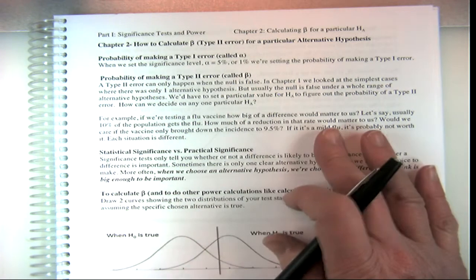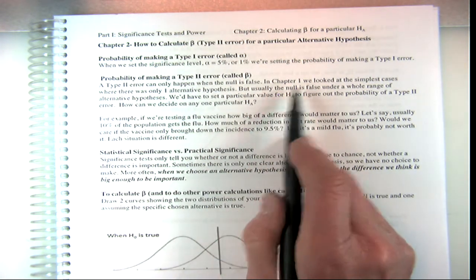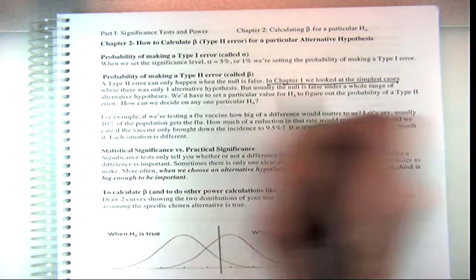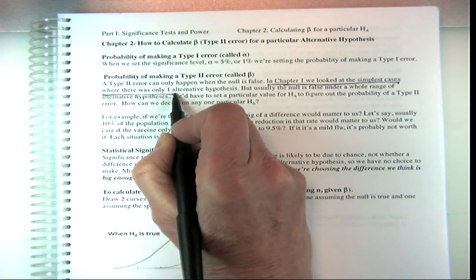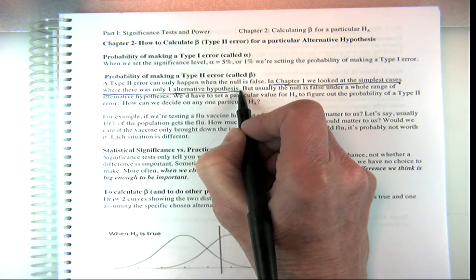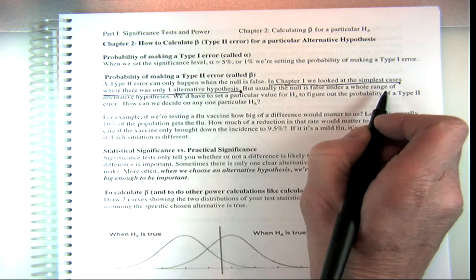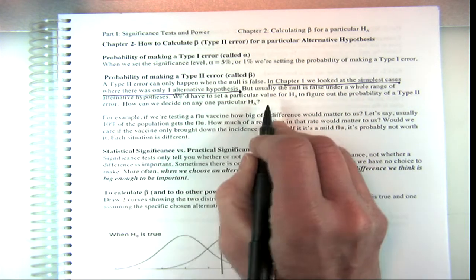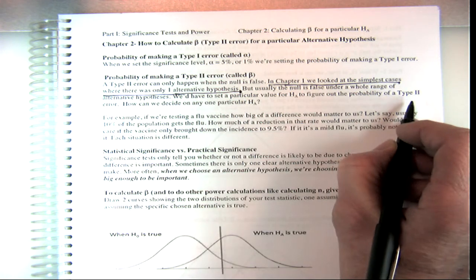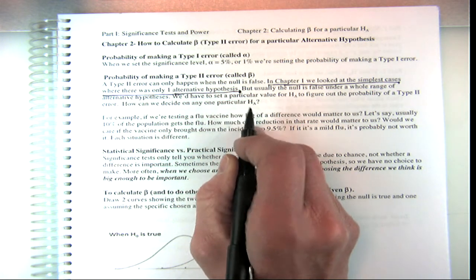All right, so what are we doing here? In chapter 1, we looked at the simplest cases where there was only one alternative hypothesis, right? The person is guilty. There is a fire. The person has cancer, etc. There's only one alternative hypothesis. But usually the null is false under a whole range of alternative hypotheses, and we have to set a particular value for the alternative hypothesis to figure out the probability of a type 2 error. So how can we decide on any one particular alternative?